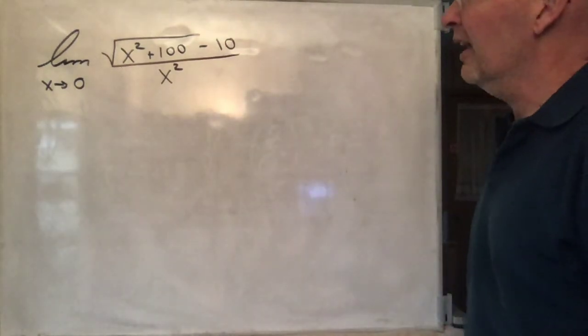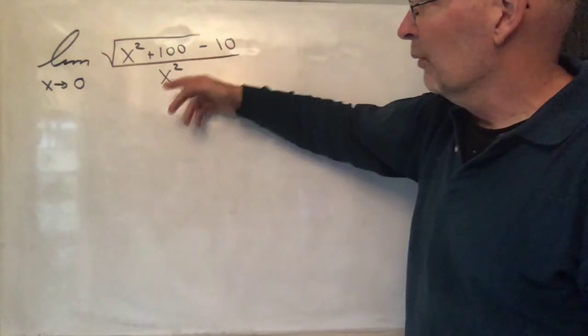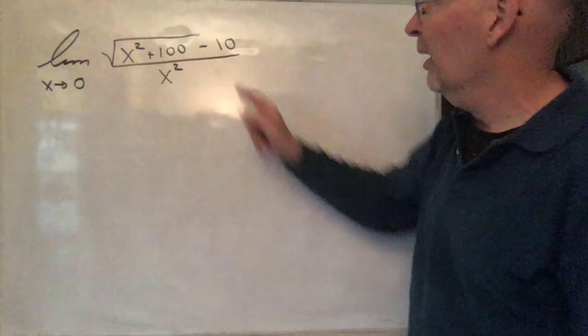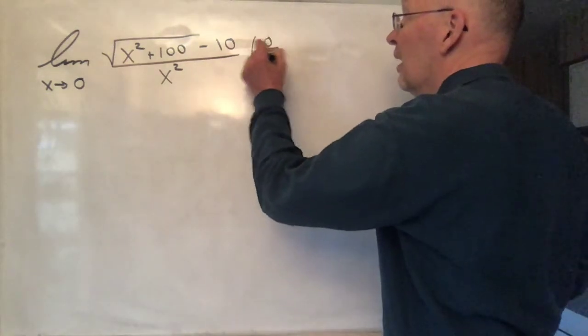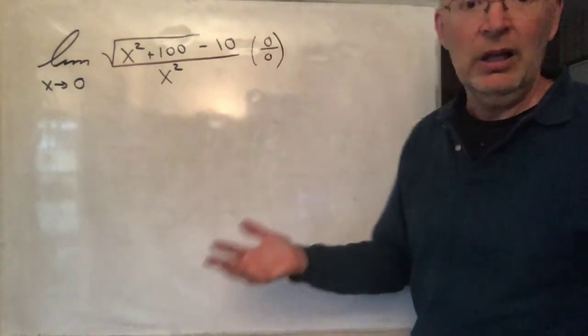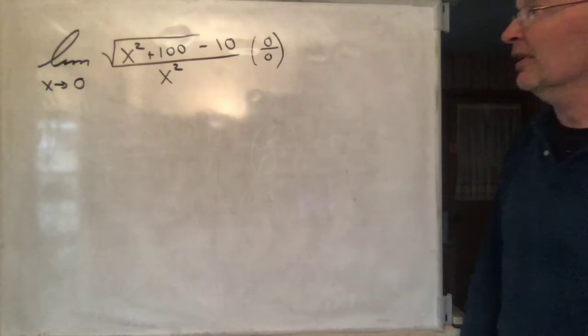Okay, what happens to that as x goes to 0? Well, let's see. If we just stick 0 in, we're going to get square root of 100, which is 10. 10 minus 10 is 0 up on top. And you're going to get a 0 down here on the bottom. So 0 over 0. Again, we have no idea what the answer is going to be. It could be anything. So we have to do something clever.